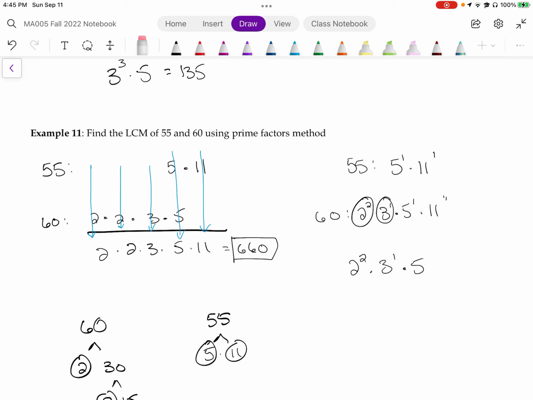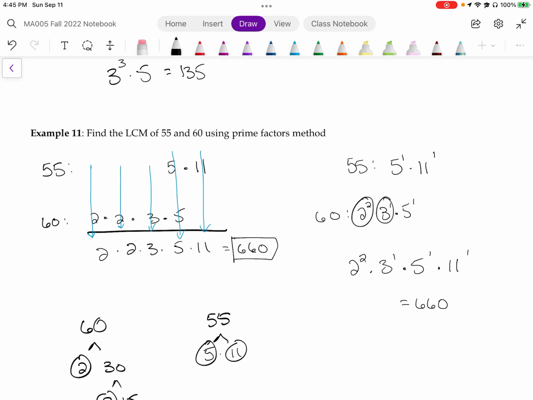And for 11, 60, I screwed up. Yeah, no 11 there. All right, so for the 11's, the highest is in the 55, and that's going to be 11 to the 1. So you don't have to put the to the 1's again. So you get 2 squared times 3 times 5 times 11. And again, you get 660.